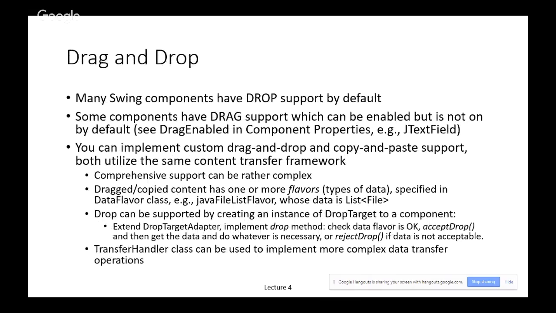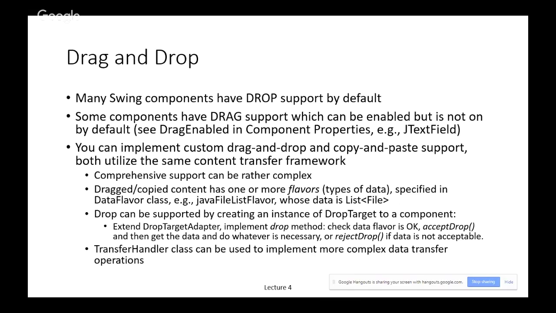And we looked at drag and drop. Many Swing components have drop support by default. Some components support drag, but it mostly needs separate enabling. Then you can implement custom drag and drop and also copy and paste support. So people can copy and paste from other programs to your program, and the other way around. Your program can copy data into the same clipboard that every other application is using, and it's the same basic functionality. So these data flavors are used and so on. Same basic functionality both for drag and drop and copy and paste.